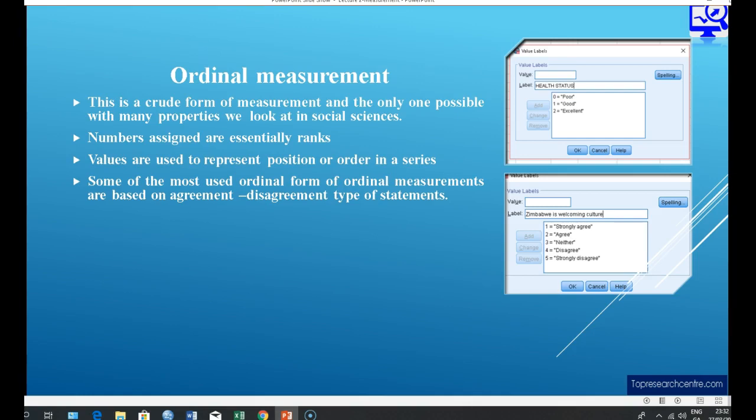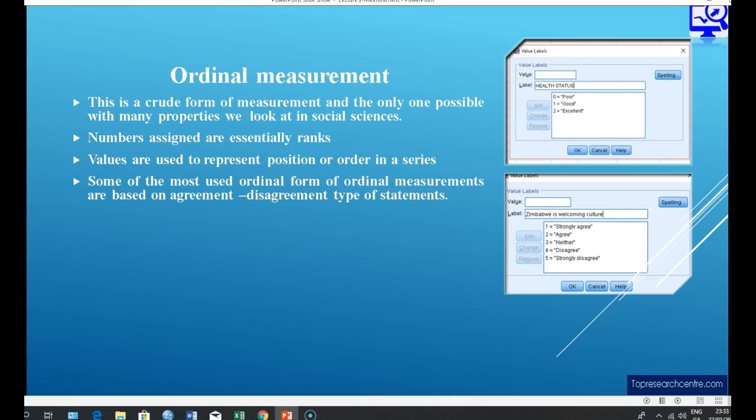It is important to know that when I'm talking of ordinal type of measurement, they only show the order in a series, but we are not concerned about the difference in units between the responses. For example, we are not concerned about showing the relative difference between a 0 and a 1 in terms of units, or a 1 and a 2.